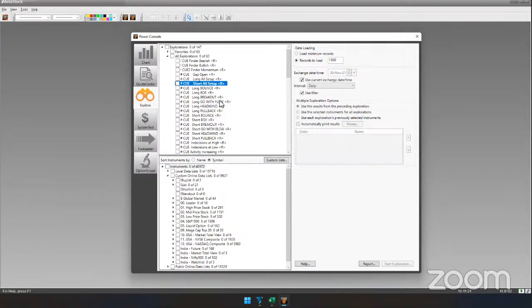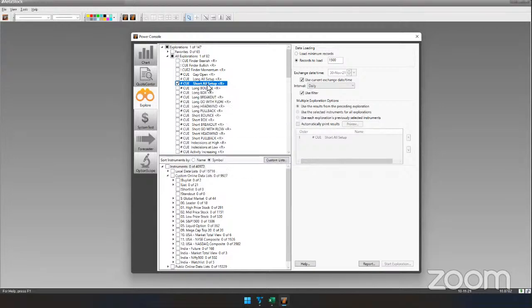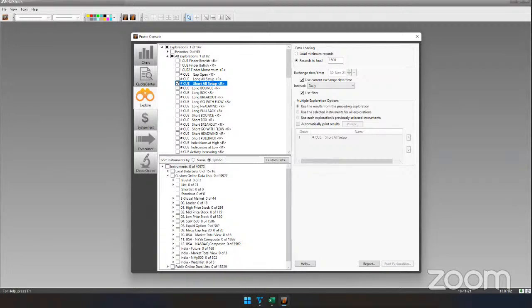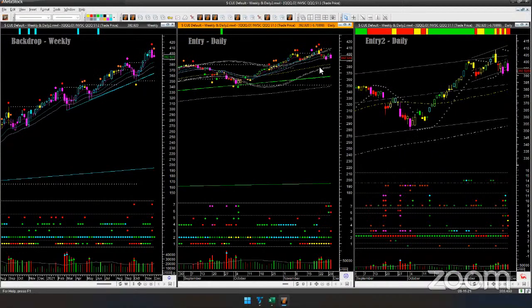Let's look for short all setup. Let's say it is near market close. It isn't, but we are in a hurry. I don't want to run the finders. Today seems to be a bearish day. Is it so? Let's check that out. Yes, QQQ is bearish. So let's close that.